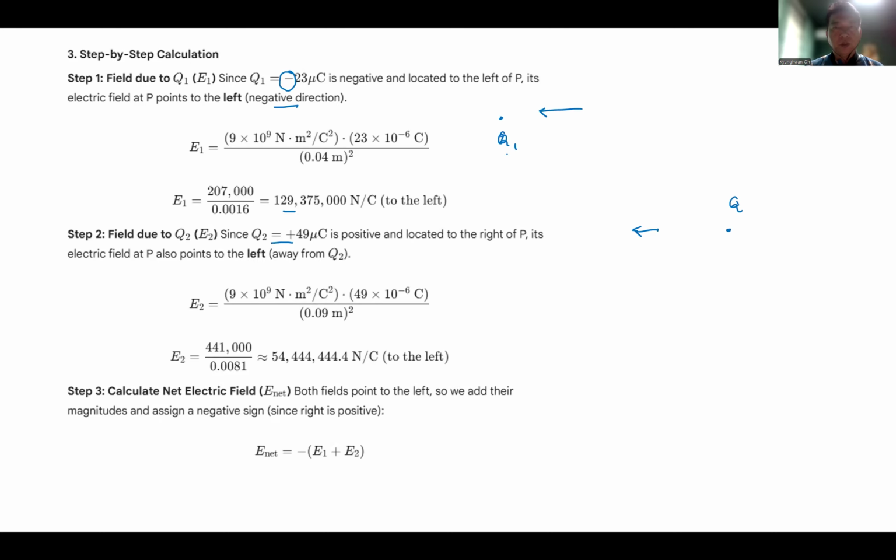Okay, so even though Q1 and Q2 have opposite signs, their electric fields at the point P are in the same direction. Okay, and then you get the summation, and then you will get the answer. Okay, so the minus sign means toward the left-hand side.